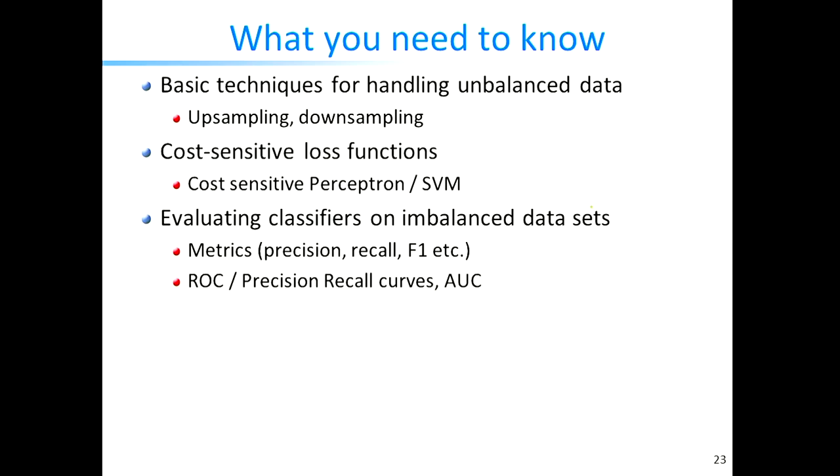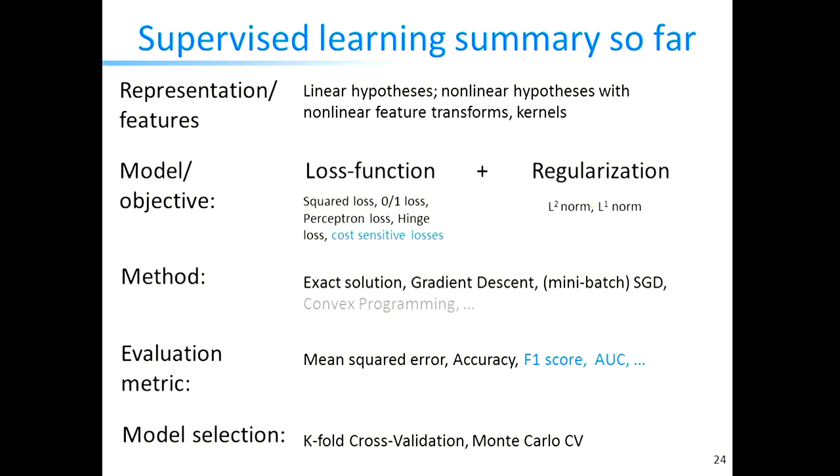And then this gives us a trade-off parameter through which we can find multiple different solutions. And now we've talked about metrics for evaluating and comparing these different solutions. Right? So like precision, recall, F1 score, as well as ROC or precision-recall curves, the area under the curve, etc. And to just augment our table here, right?